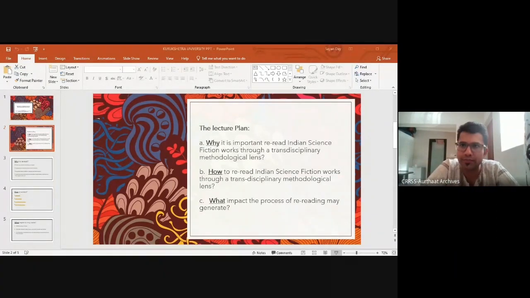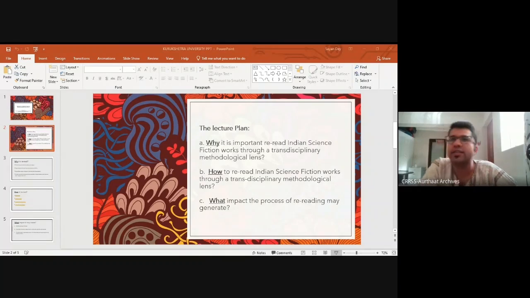When we read a particular science fiction work or watch a science fiction movie, we see that the way the characters are established, the plots are constructed, and the narratives are organized, by default and in a very spontaneous manner, they intersect with various forms of disciplines that exist around us. It could be gender studies, sexual studies, race studies. In the Indian context, it could be caste studies, technological studies, artificial intelligence studies, and various other ideas that can be taken into account when we are reading a particular science fiction work.